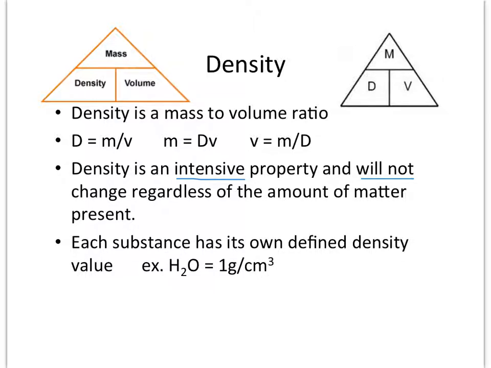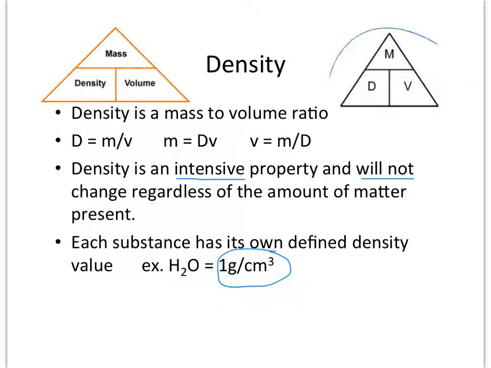So if we're talking about water, water has its own defined density. If you look it up online, it's going to tell you that the density is 1 gram for every cubic centimeter of space that water takes up. So it doesn't matter how much water you have, the mass to volume ratio will always adjust itself to be 1 gram per cubic centimeter.